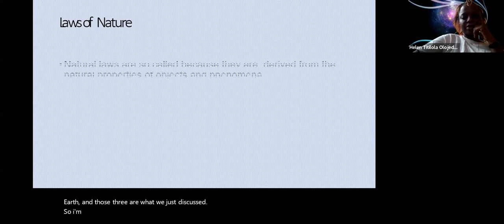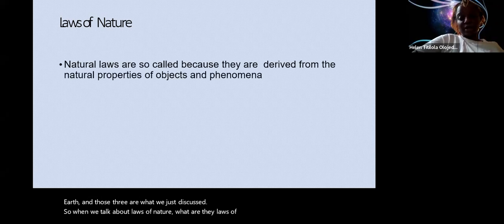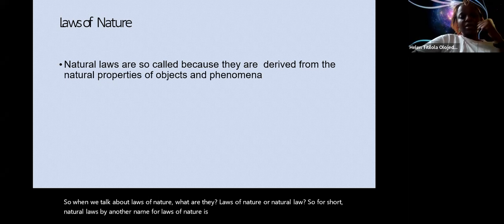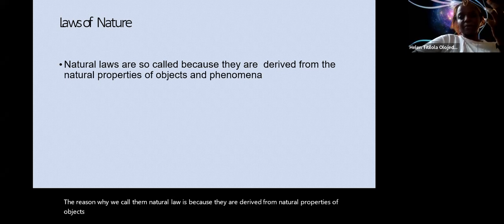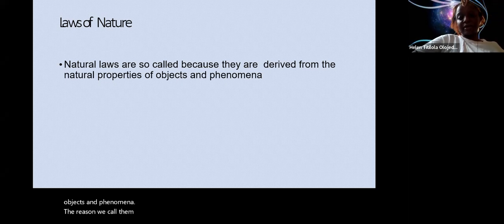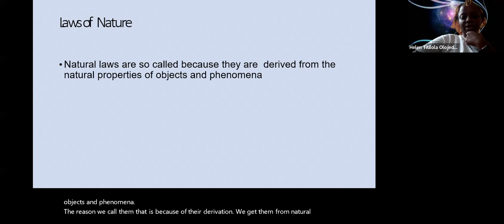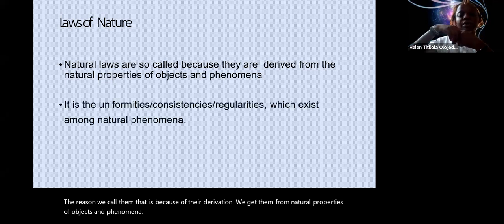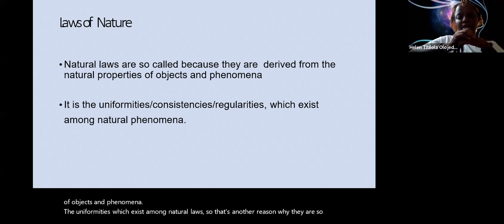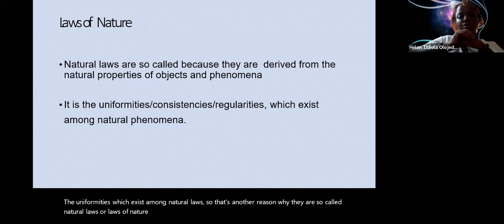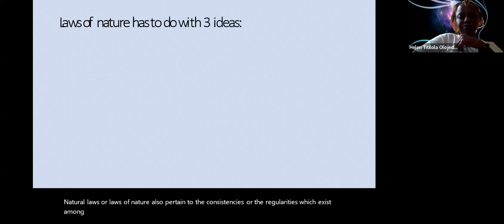So when we talk about laws of nature, what are they? Laws of nature, or natural laws for short. Another name for laws of nature is natural laws. The reason we call them natural laws is because they are derived from natural properties of objects and phenomena. We get them from natural properties of objects and phenomena. The uniformities which exist among natural laws is another reason why they are so called. Natural laws or laws of nature also pertain to the consistencies or the regularities which exist among natural phenomena.